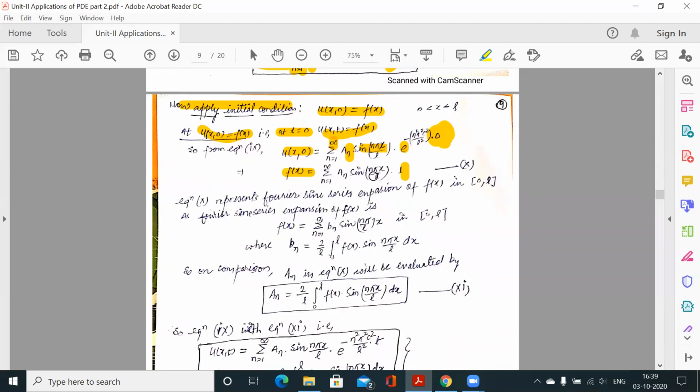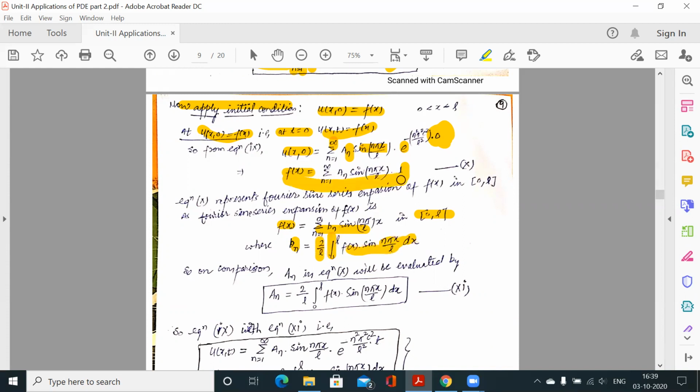So clearly, like in the previous case of the one dimensional wave equation, if you know f(x), this is the Fourier sine series expansion of f(x) in the interval 0 to L. So b_n sin(n pi x by L), where b_n is given by 2 by L times the integral from 0 to L of f(x) sin(n pi x by L) dx.